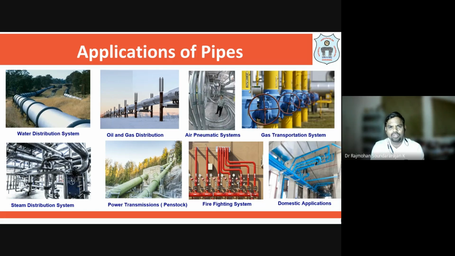And particularly if you look at hydropower plants, from the dam to where the turbine is situated, we make use of large diameter pipes, which are often called penstocks. The water is taken through the pipe, so the kinetic energy is converted into mechanical energy to run the turbine. Thereby we even convert it to electrical energy. So in these places for power transmission, we make use of pipes.